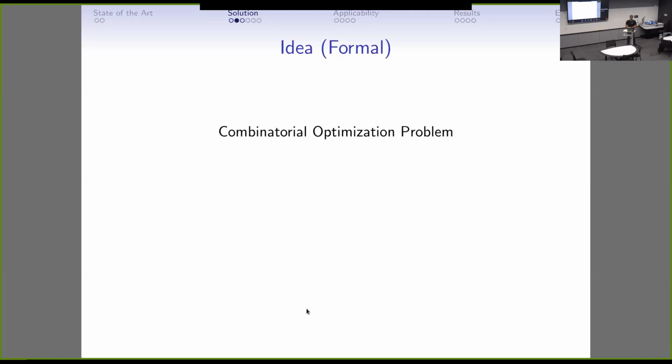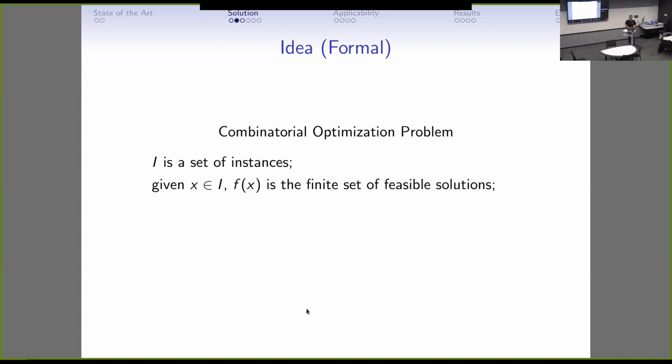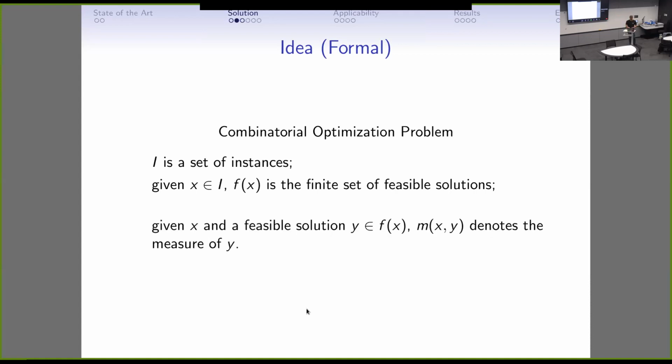So what is the combinatorial optimization problem? Let's look at it formally. We have I, which is a set of instances, and given one of these instances X, we can define a finite set of feasible solutions, which are the solutions for that particular instance. Then we have a function M, which denotes the measure, so how good is that solution out of the set of feasible solutions. And then we have a goal function, which is either we try to minimize or maximize this measure of Y.